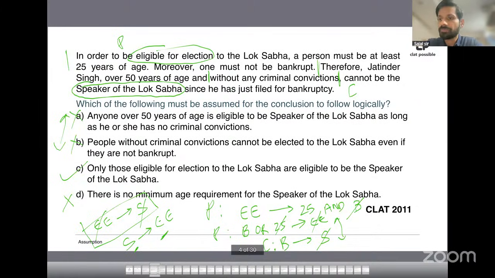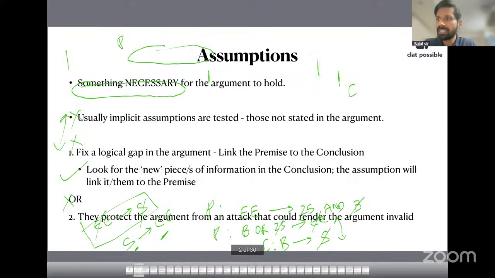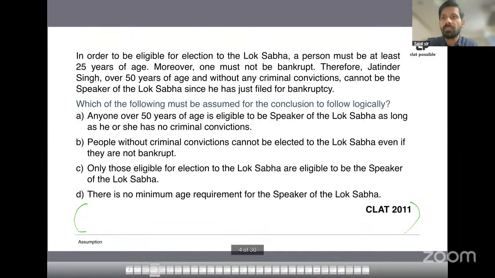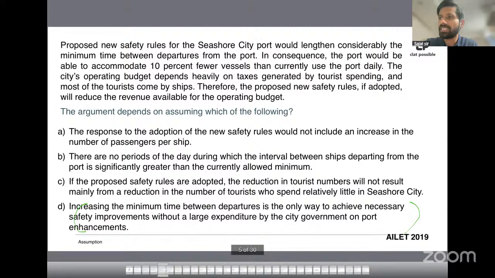All right. Okay, so in the two questions that we just saw, in both these questions, the correct option was linking the premise to the conclusion, right? Now let's look at a question wherein we said that the assumption may appear in the form of something that protects the argument from an attack that could render the argument invalid, right? So such options will also be correct. So let's do this question from AILET 2019.